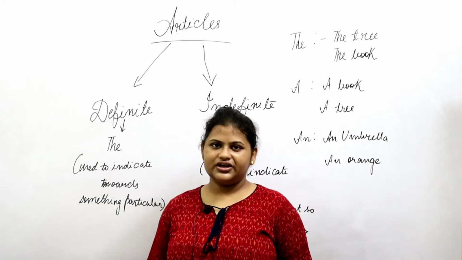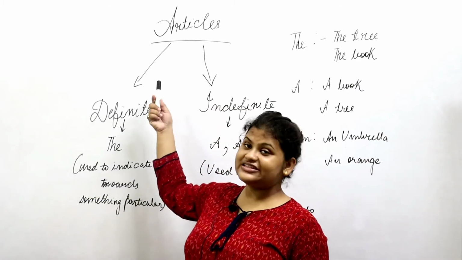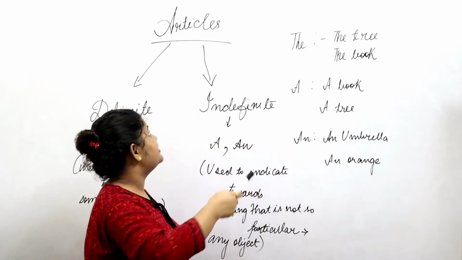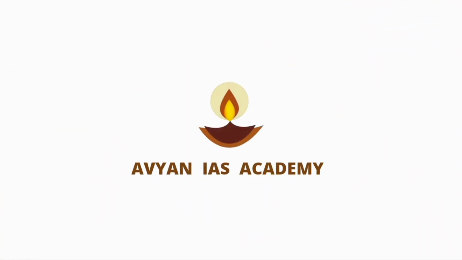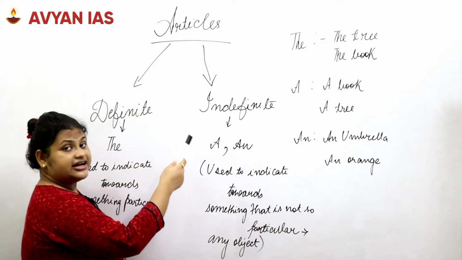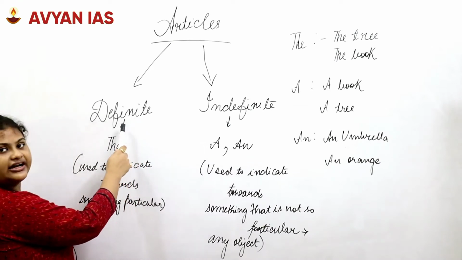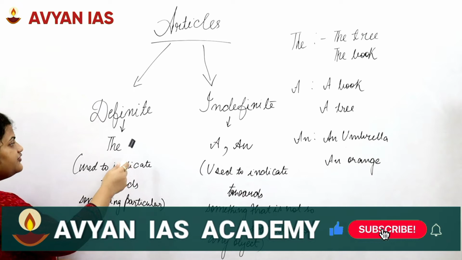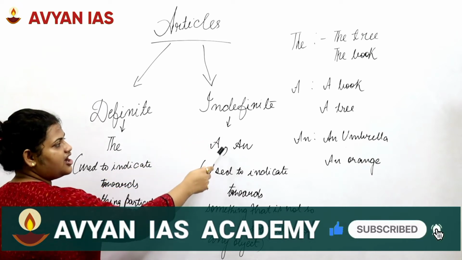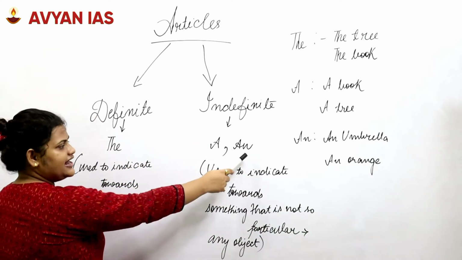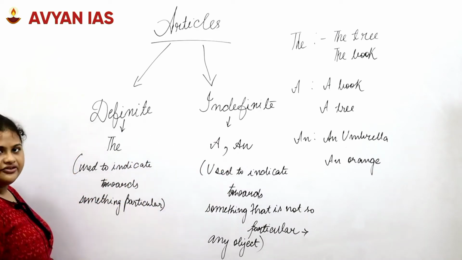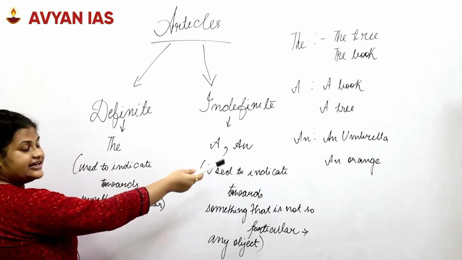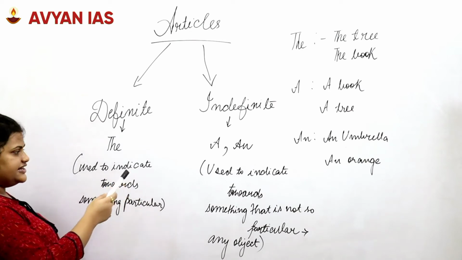Today I am a new English teacher and we will begin with something as basic as articles. In articles we will take up the definite articles and the indefinite articles. So under the definite articles we will have the, and under the indefinite articles we will have a and an. So what is the difference between using a and an in a sentence and the in a sentence?